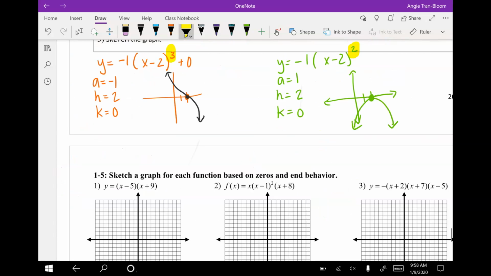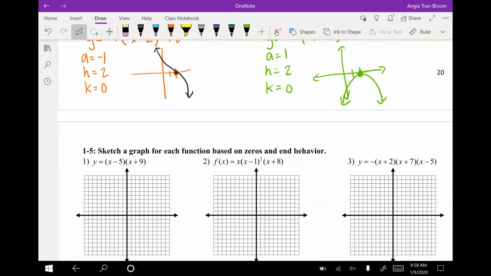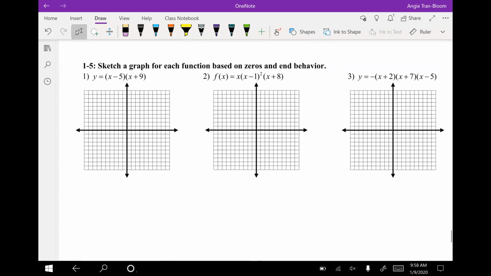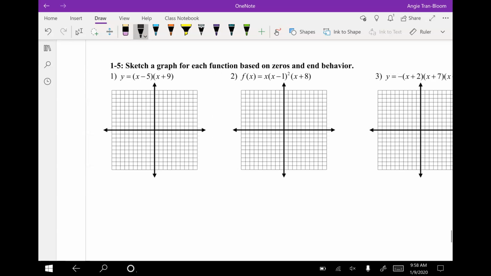Okay, let's practice 1, 2, and 3, and then see what time we have left. Examples 1, 2, 3, 4, and 5. It says sketch a graph for each one of those. Success is if we can finish examples 1, 2, and 3. First, we want to know the degree of this. What's the degree of example 1?